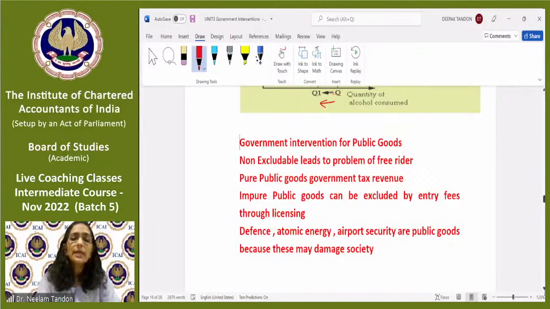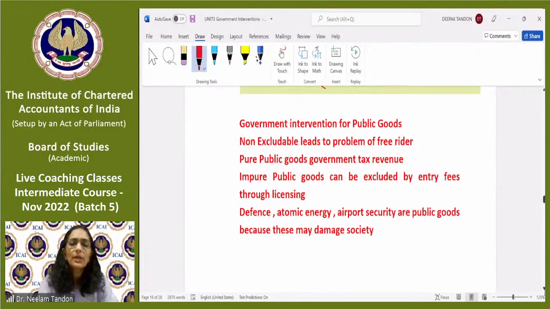But services like defense services, atomic energy, airport security, these services are taken care of by government as public good, because these are for the masses, and they cannot take the risk of giving it to any private player. Okay, so that's the difference. Defense, they have gone for strategic alliance in terms of arms and ammunitions, but the basic control of defense and decision making is all with government. Okay, so that's how it differentiates.